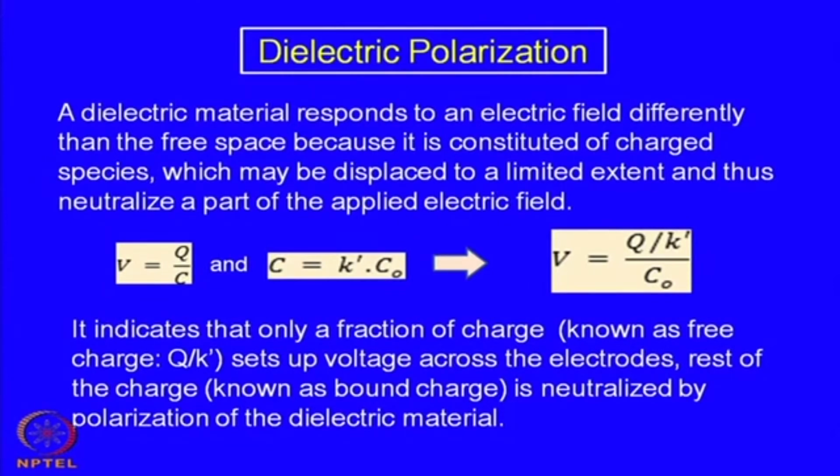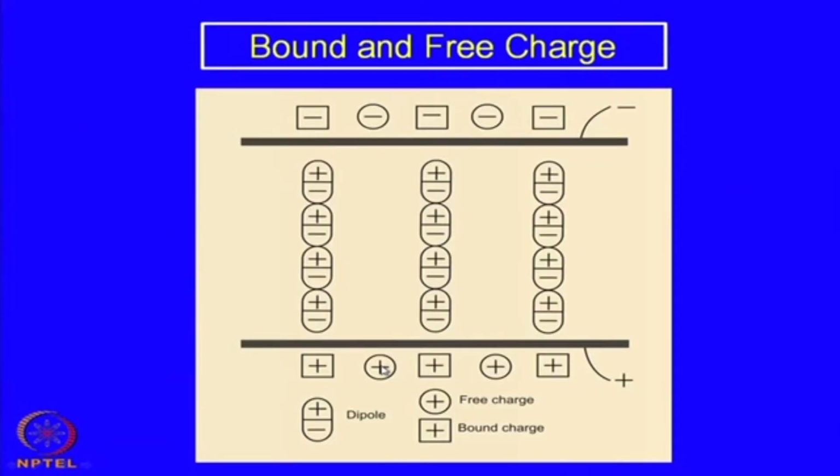So, there are two different kinds of charge, or two different situations, happening simultaneously, of course: one forms the bound charge and there is free charge. The free charge, which is about Q by K prime, sets up the voltage across the capacitor, whereas the bound charge does some internal rearrangement of the charges, and gets neutralized by that process.